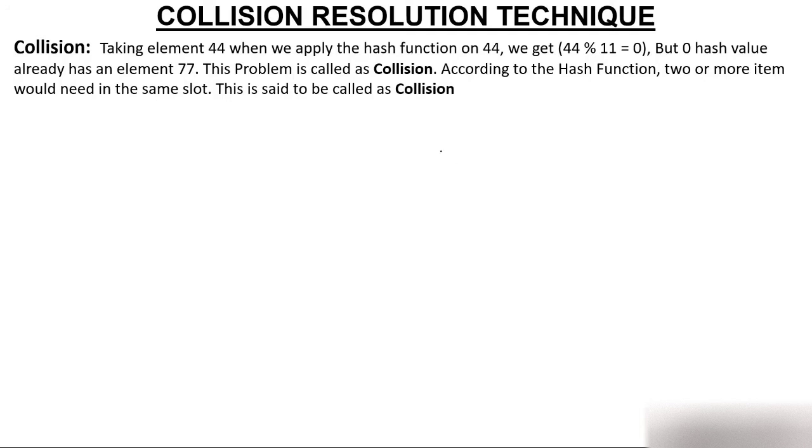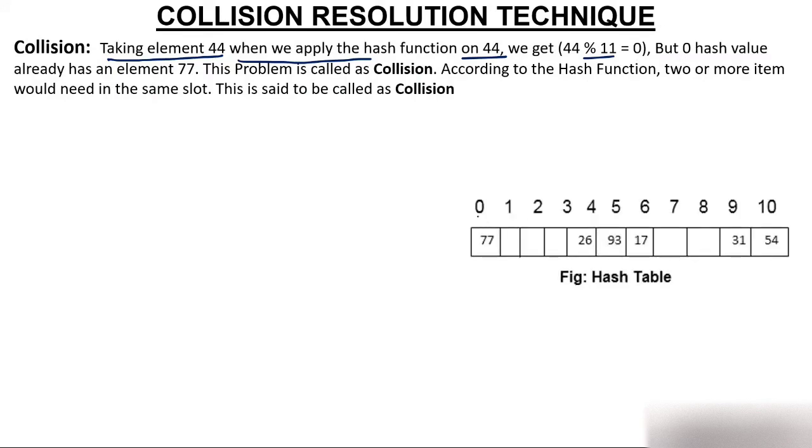I took an example, which you'll remember if you have seen my first video: taking element 44, when we apply the hash function, which is mod 11, 44 mod 11 gives 0. But in this hash table, 0 is already occupied by element 77. This problem is called collision.